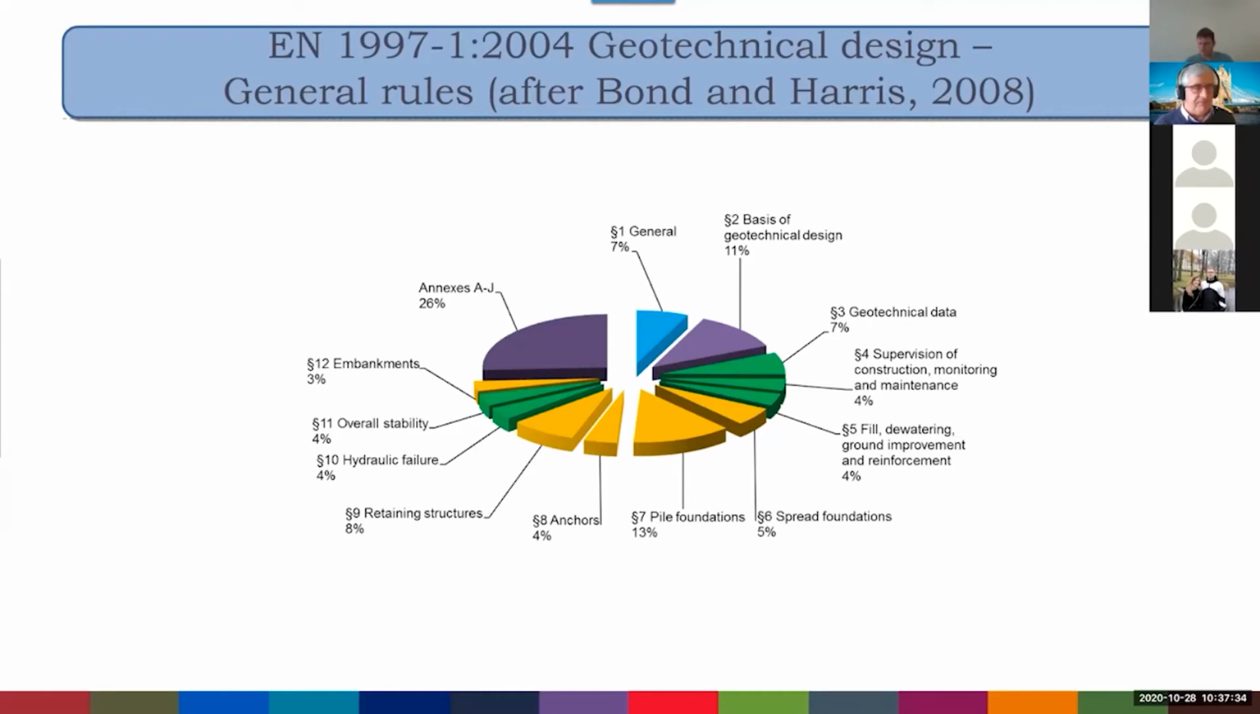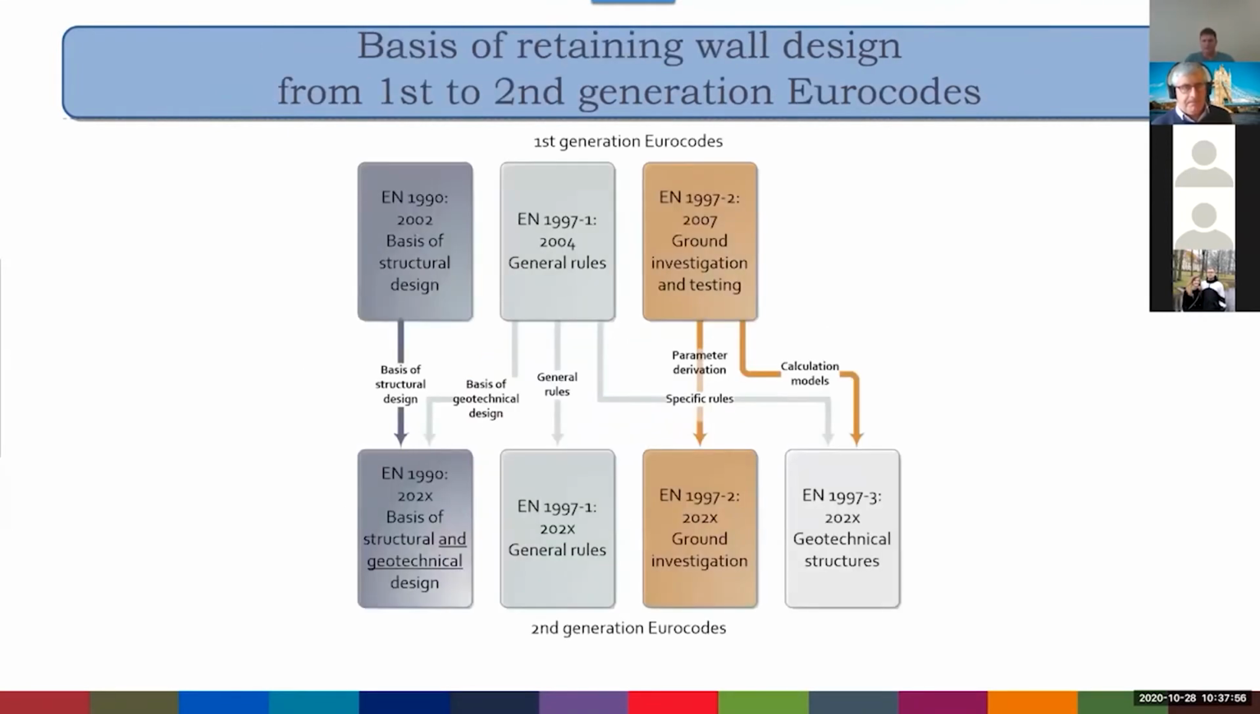Obviously, Eurocode 7 Part 1. And as I said, Section 9 deals specifically with retaining structures, but so do one or two of the annexes, which I'll cover later. Also, Section 8 dealing with anchors. Also, Section 5 dealing with fill, dewatering, ground improvement and reinforcement. There's a little bit of material there.